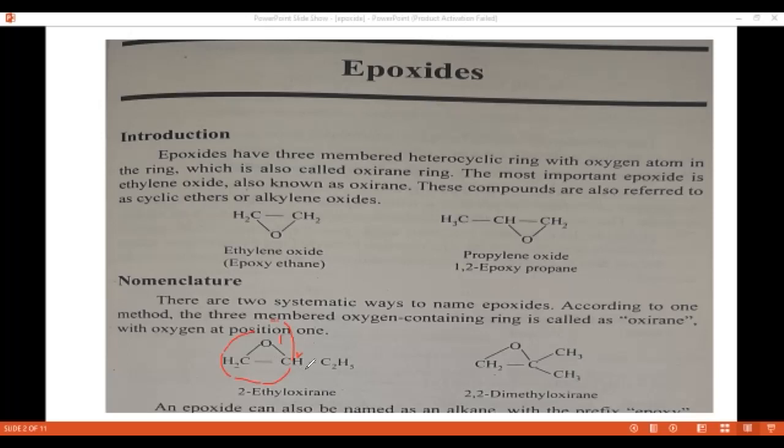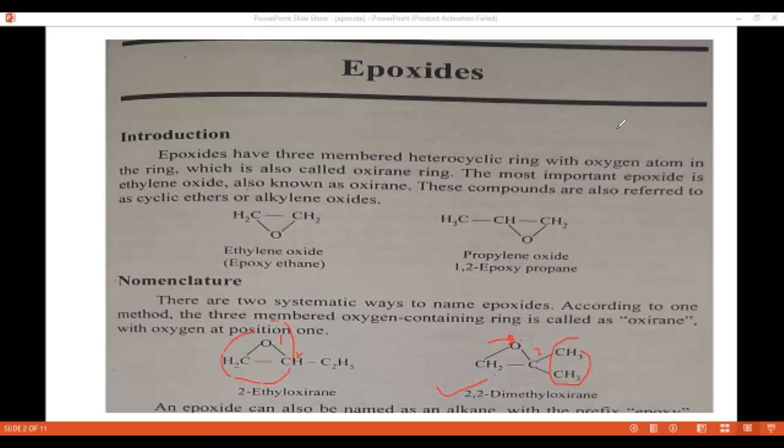2-ethyl oxirane. Another example: the numbering starts from the oxygen as 1 and then 2. At the second position, there are two methyl groups attached to the carbon atom. So this is 2,2-dimethyl oxirane.